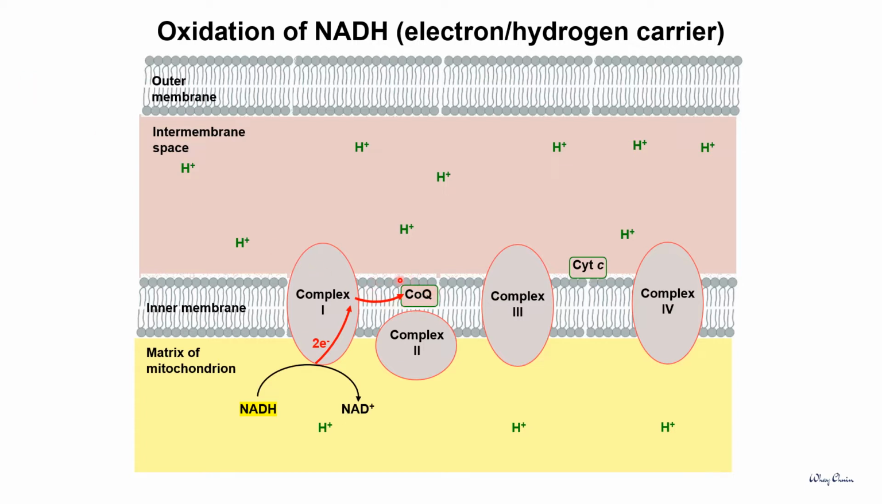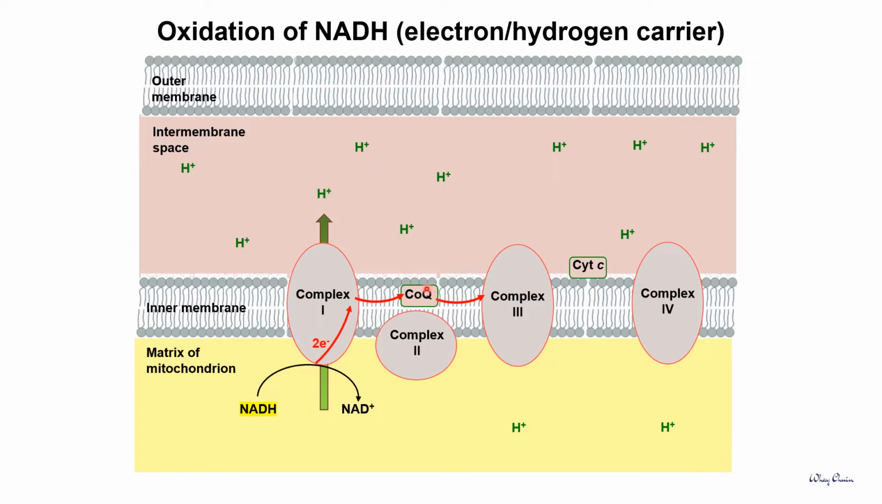A redox reaction occurs again because ubiquinone becomes reduced, and energy is released during the electron flow. This energy will be used to activate complex 1 to pump protons from the lower concentration, which is the matrix of mitochondria, to the higher hydrogen concentration in the intermembrane space. Coenzyme Q will pass the high-energy electrons to the next electron carrier, which is complex 3.